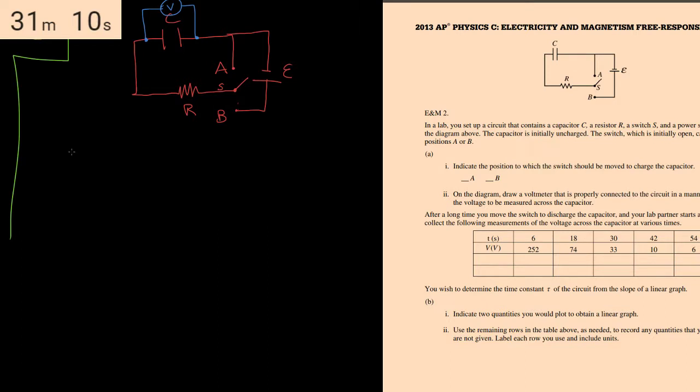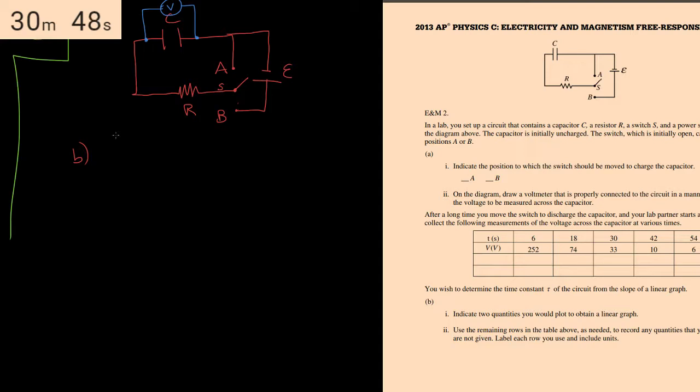Let's move on to part B. After a long time, you move the switch to discharge the capacitor, and your lab partner starts a stopwatch. You collect the following measurements of the voltage across the capacitor at various times. So you've got some time and some voltage. Now we're discharging, so we wish to determine the time constant tau of the circuit from the slope of a linear graph.